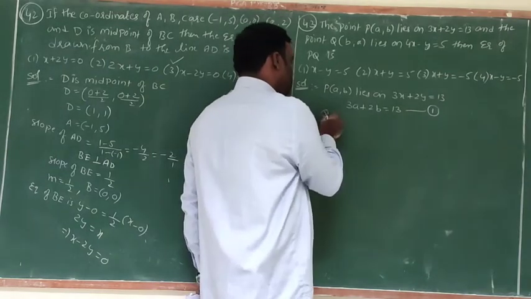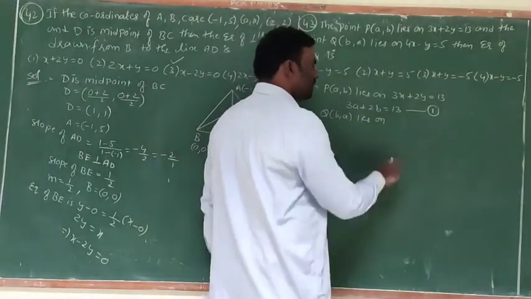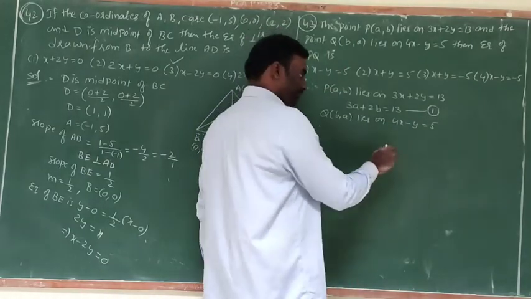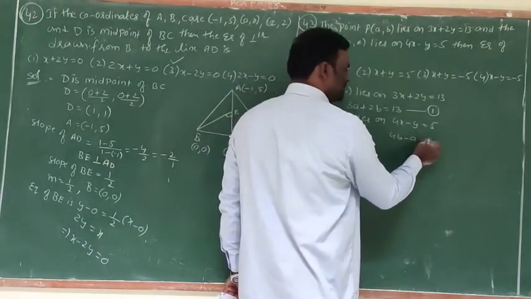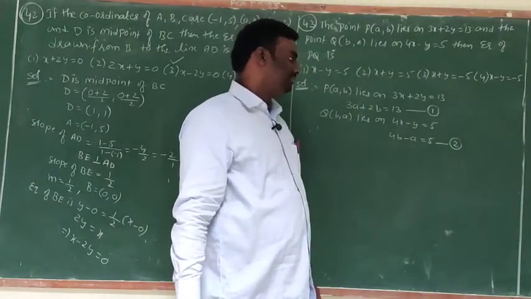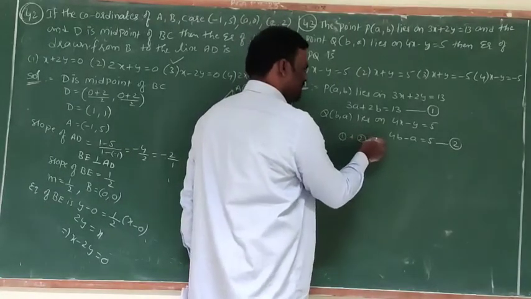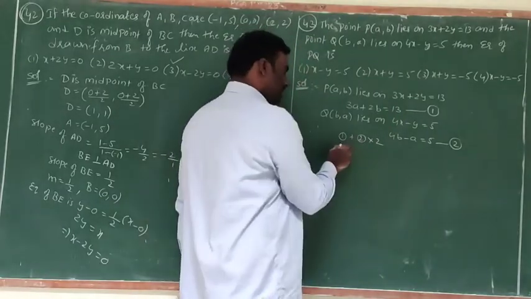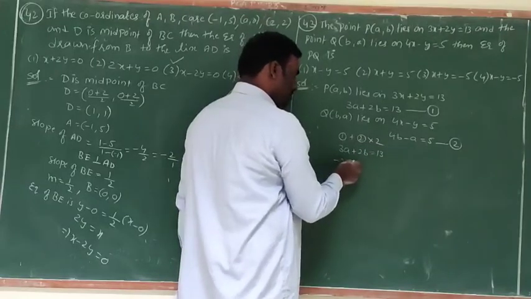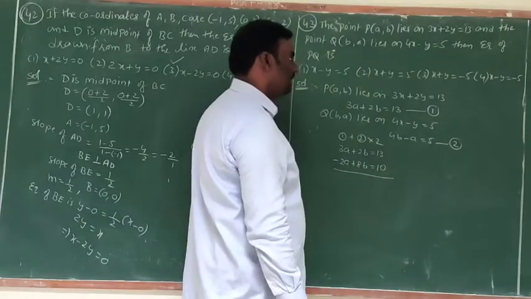Next, Q (b, a) lies on the second line 4x minus y equals 5. Substitute this point: 4b minus a equals 5. Now solve these two equations. First equation plus second equation multiplied with 2. What is the first equation? 3a plus 2b equals 13. If you multiply with 2, minus 2a plus 8b equals 10.